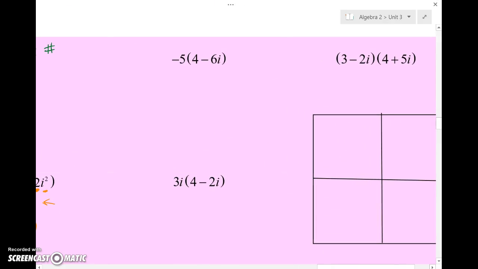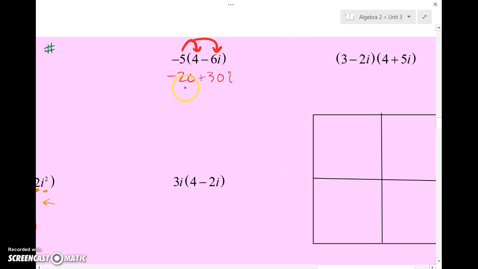So what you're going to do is distribute the outside number. So now we're going to have, let me get a little bit less skinny color there. Okay, so it's going to be negative 5 times 4. And then we're going to multiply the real parts. So negative 5 times negative 6, which becomes positive 30i.